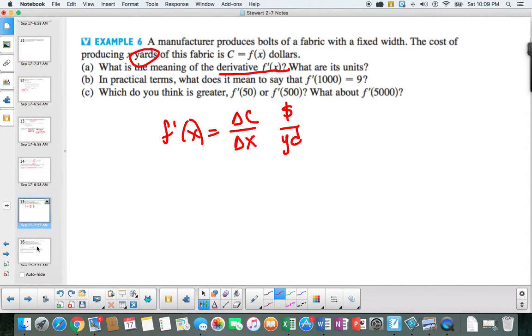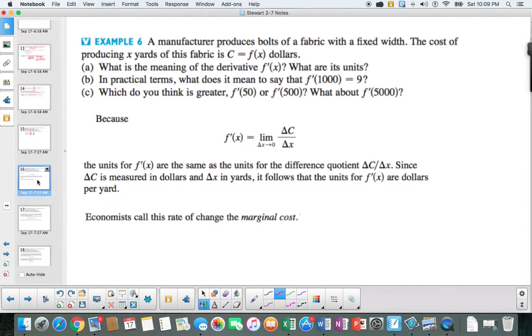So let's take a look at the answer. And we can see that that's what we got, dollars per yard. Economists call this marginal cost. Now the next problem says, in practical terms, what does it mean to say that f prime of 1,000 equals 9? All right, and remember we have decided that the units is going to be dollars, so this will be $9 per yard. So what does that really mean?